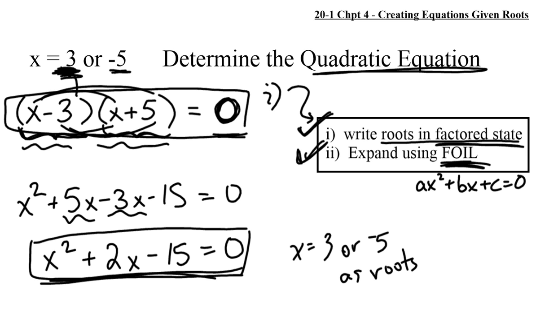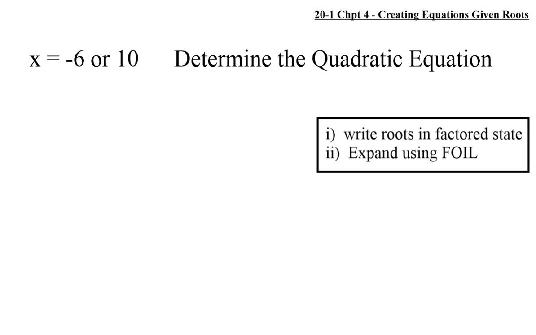So that's what we're looking at doing. Taking the roots, creating the equation. Let's take a look at another example. I don't believe this one is in the booklet, but it's another one with nice whole numbers. So again, x is -6 or x is 10.